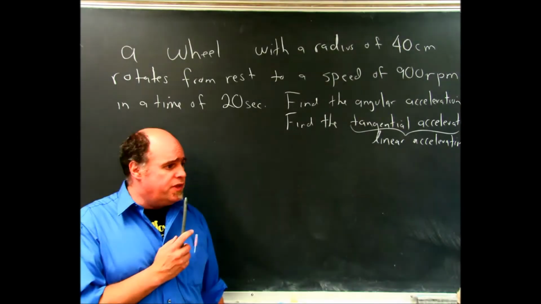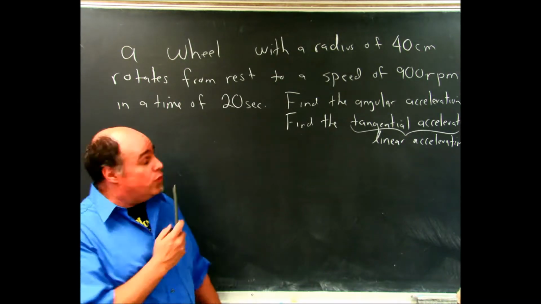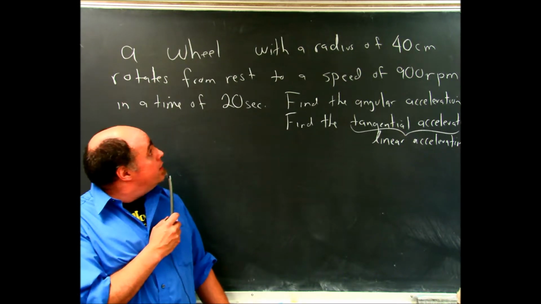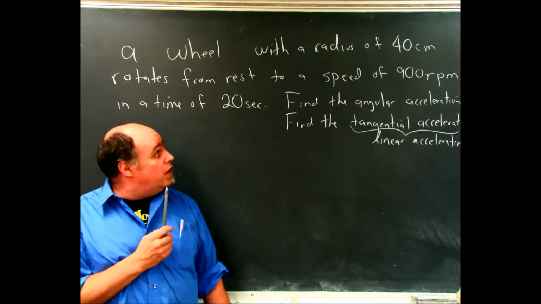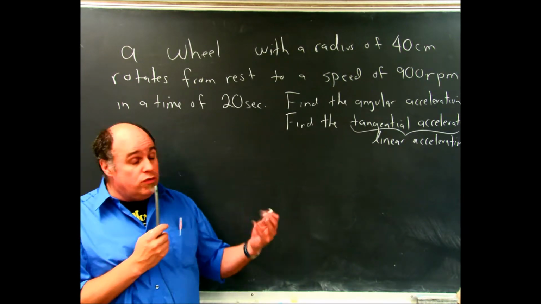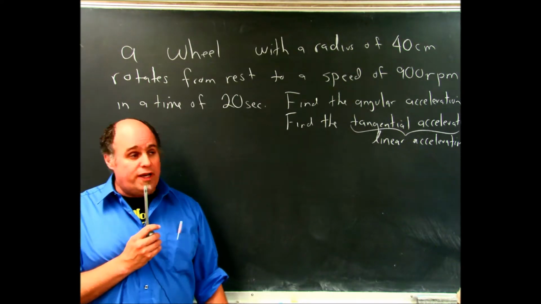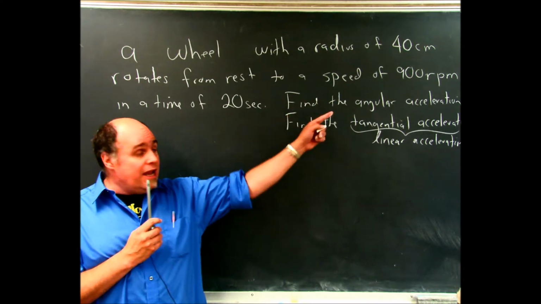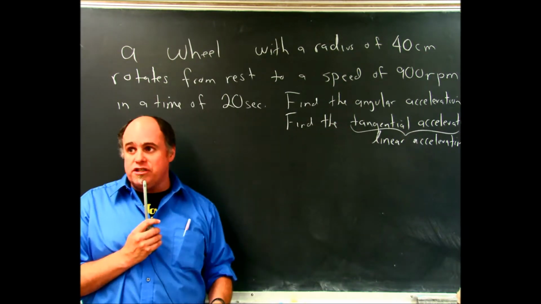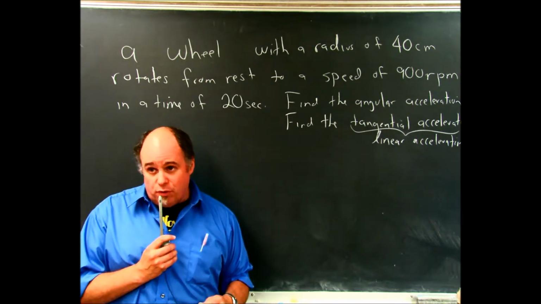Here I have a problem that says we have a wheel with a radius of 40 centimeters, and it's rotating from rest, so the beginning velocity is 0, and it's going to end up getting to a speed of 900 RPMs, that's revolutions per minute, in a time of 20 seconds. The questions are, find the angular acceleration, and then find the tangential acceleration. The tangential acceleration, you should have read in the book, is basically the linear acceleration. So let's find both of those.